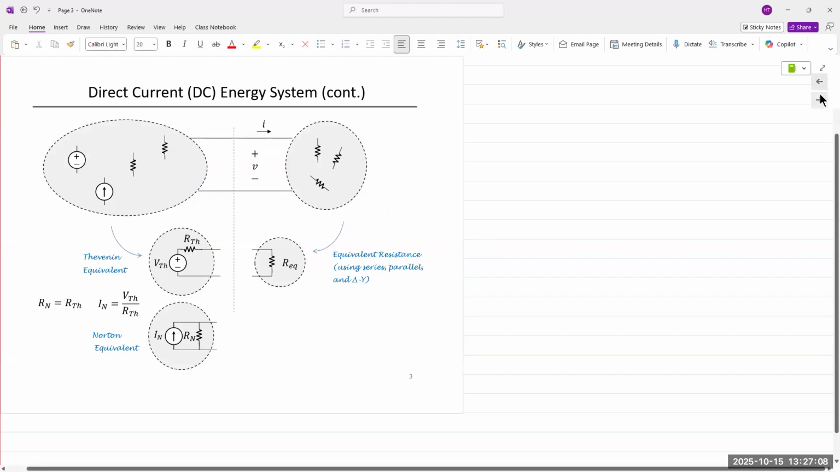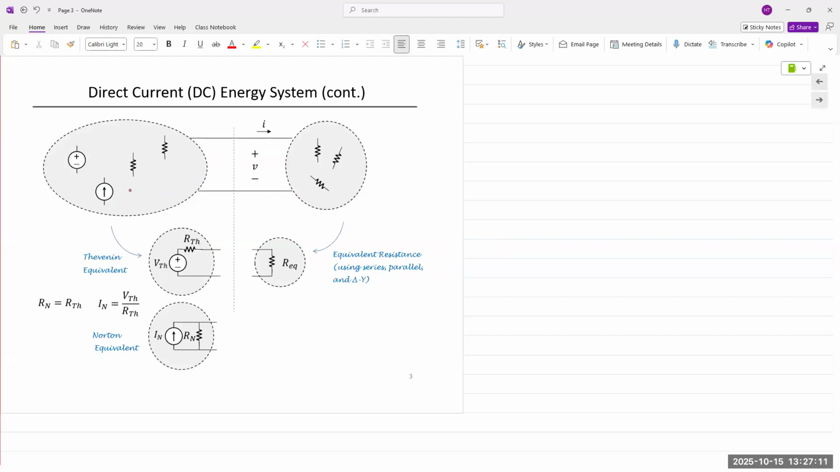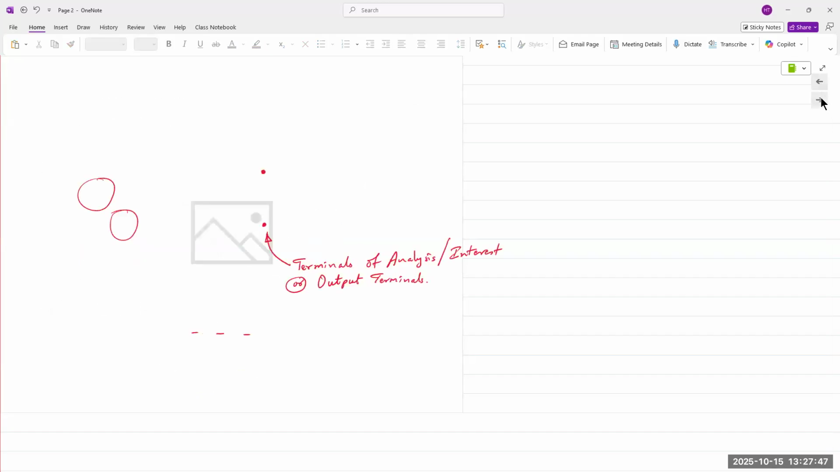So with the Thevenin equivalent, we have a voltage source in series with the resistance, VTH, RTH. With a Norton equivalent, it is the Norton current and a Norton resistance, but it is the same Thevenin resistance. There's no difference. One other thing, and we will look at this in detail: why is it?